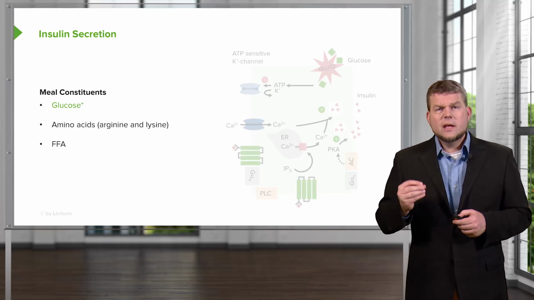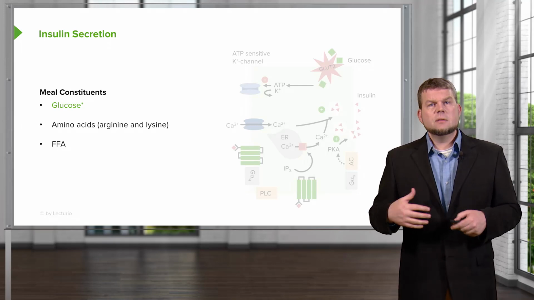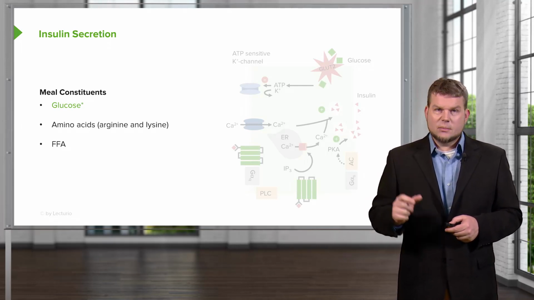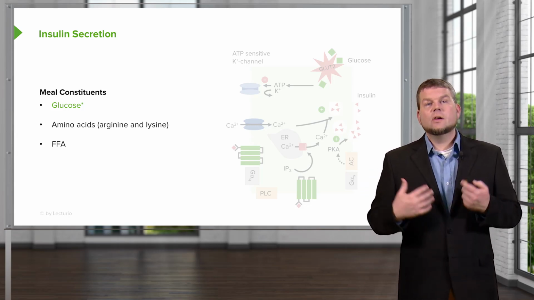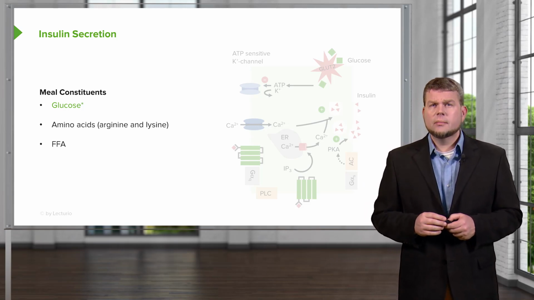Now let's look through the meal in a little bit more detail. What about a meal stimulates insulin to be secreted? Glucose is probably the biggest stimulant, although amino acids and free fatty acids can also be part of the process. But let's talk through glucose.